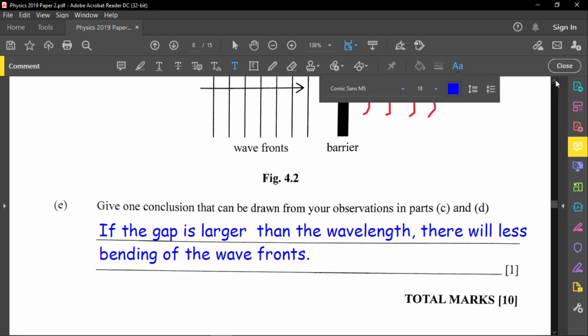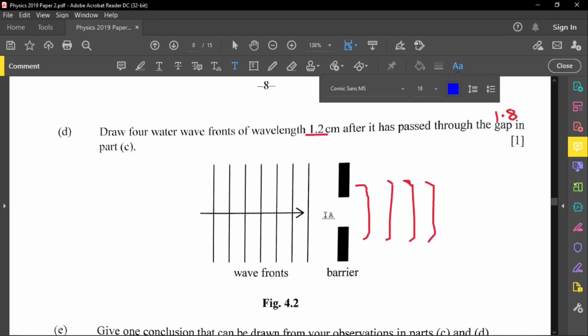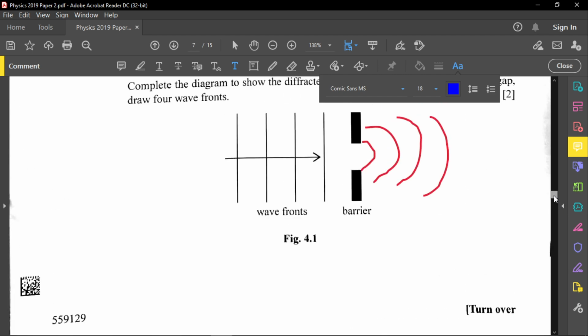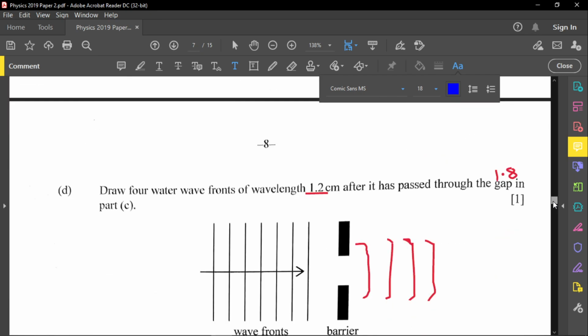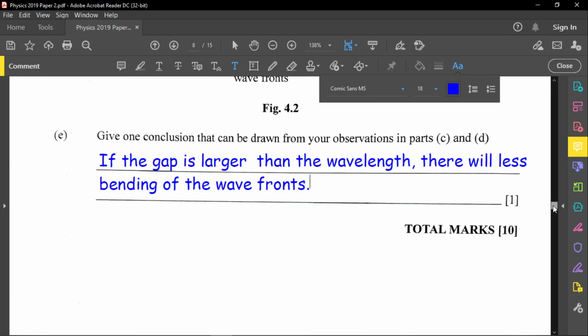So again, if you just look back on this real quick, you're going to see here that the gap is wider than the wavelength, so this is a shorter wavelength compared to the gap, and less bending takes place. But the one before that, if the wavelength is bigger than the gap, then you have more bending taking place. So that's one thing we need to have right there. That means the gap and wavelength are inverse in terms of production of bending. If the gap is bigger than the wavelength, less bending.